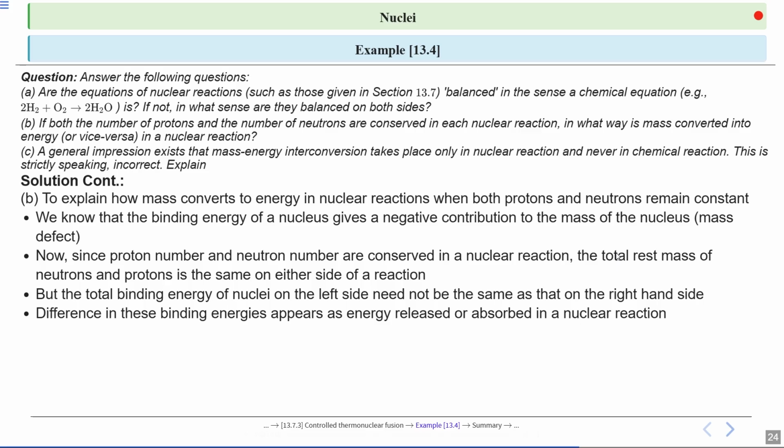So the key point is that the difference in binding energies between the reactants and the products shows up as energy released or absorbed in the reaction. This energy can be calculated using E = mc², where E is energy, m is the mass defect, and c is the speed of light.